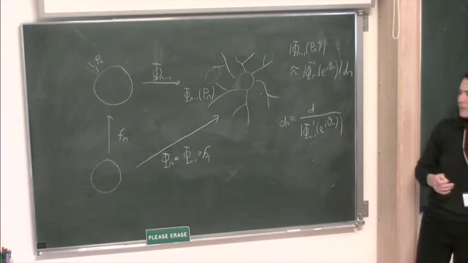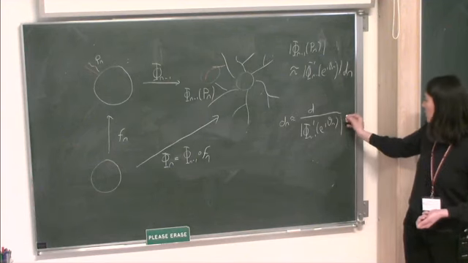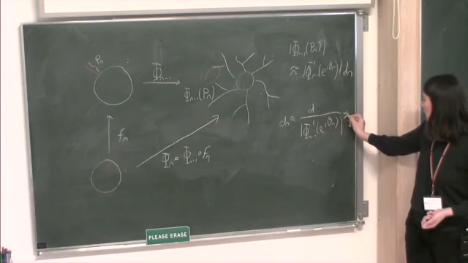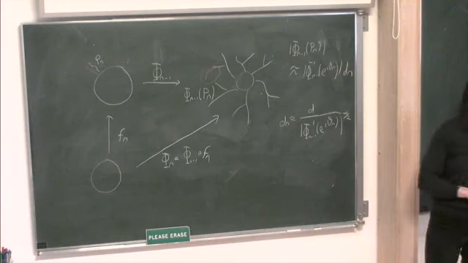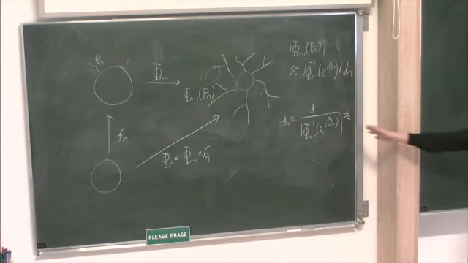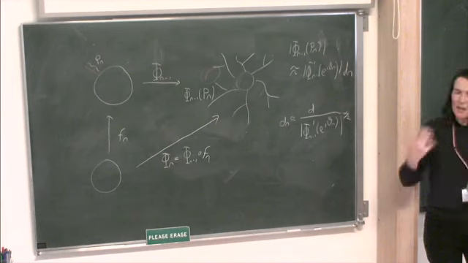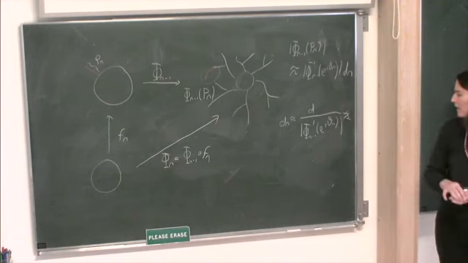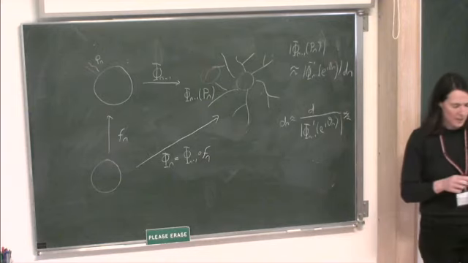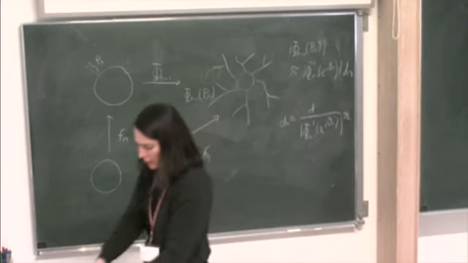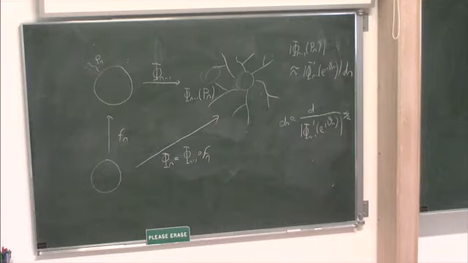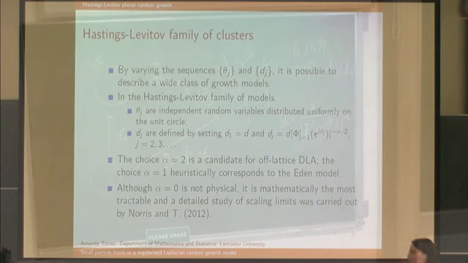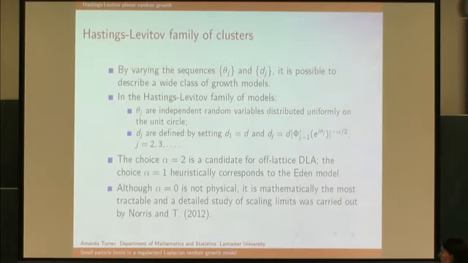And what Hastings and Levitov did, they went one step further and introduced a parameter alpha, such that they chose the diameters to be the derivative to the power of alpha over 2. And so you can see here, choosing alpha equals 2 does recover our heuristic DLA type model. And they argue, again heuristically, that choosing alpha equals 1 corresponds to the Eden model, and in fact, taking values between 1 and 2 corresponds to the dielectric breakdown family of models.